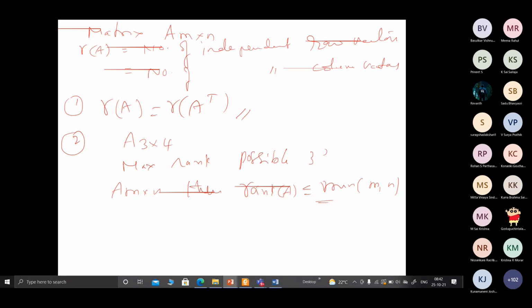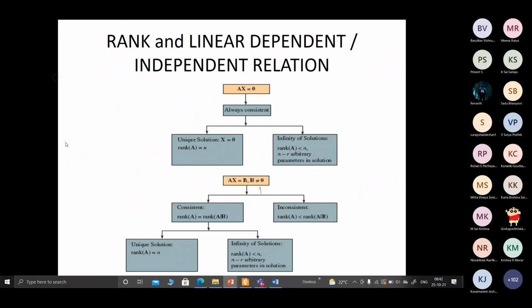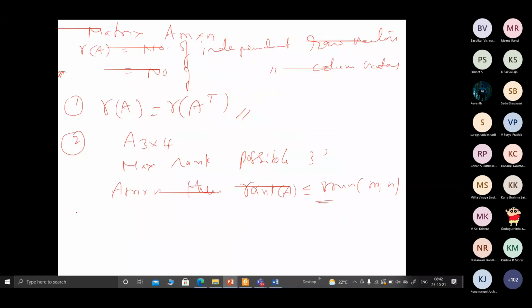1. The rank is 1 only, because all other rows get eliminated, no? So A is m by n with all entries 1. What is the rank? It equals 1 only. Only 1 row will remain, and all the remaining rows will be eliminated. Something like this, you can think of some problems.